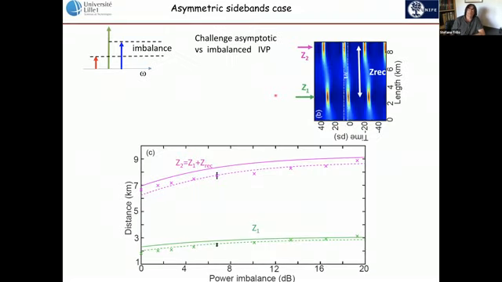We also checked the formulas against the unbalanced case. So if you have asymmetric sidebands instead of the symmetric case, you can see that the formulas tell you again where the two recurrences are, and also the temporal shift that you expect. And we measured again the power imbalance and these distances, and the agreement is quite good.